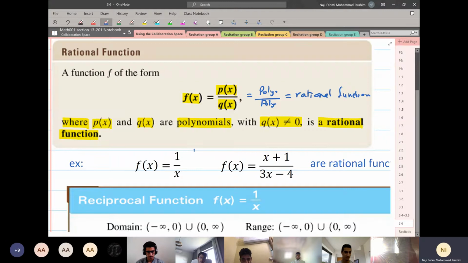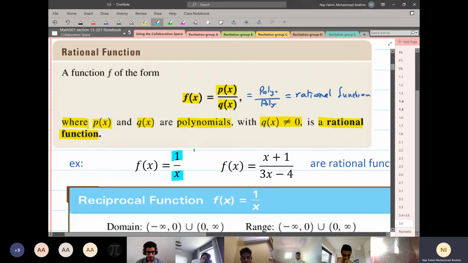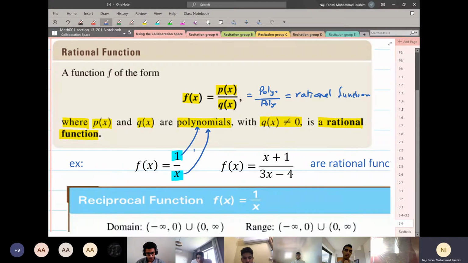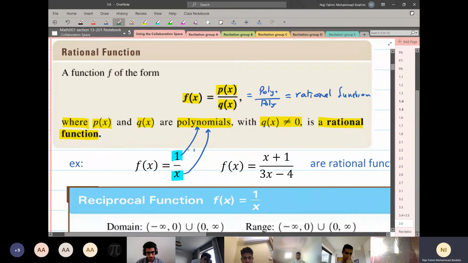Now look at the first example that I wrote, f of x equals 1 over x. Is 1 a polynomial or not? Yes. Is x a polynomial? Yes. If you remember, the definition of a polynomial was that the powers of the variable should be non-negative integers. And is it division between 1 and x or not? Yes. So this whole thing, what do we call it? A rational function.